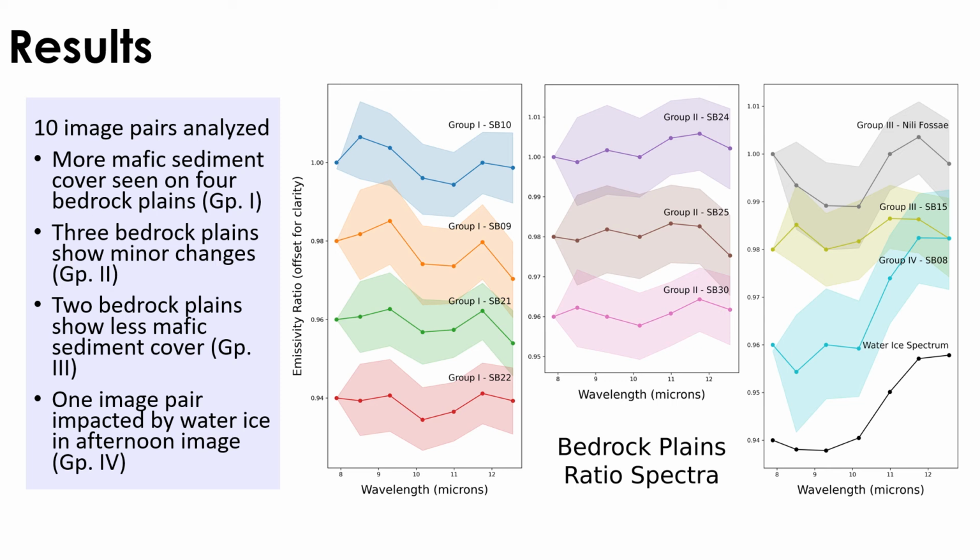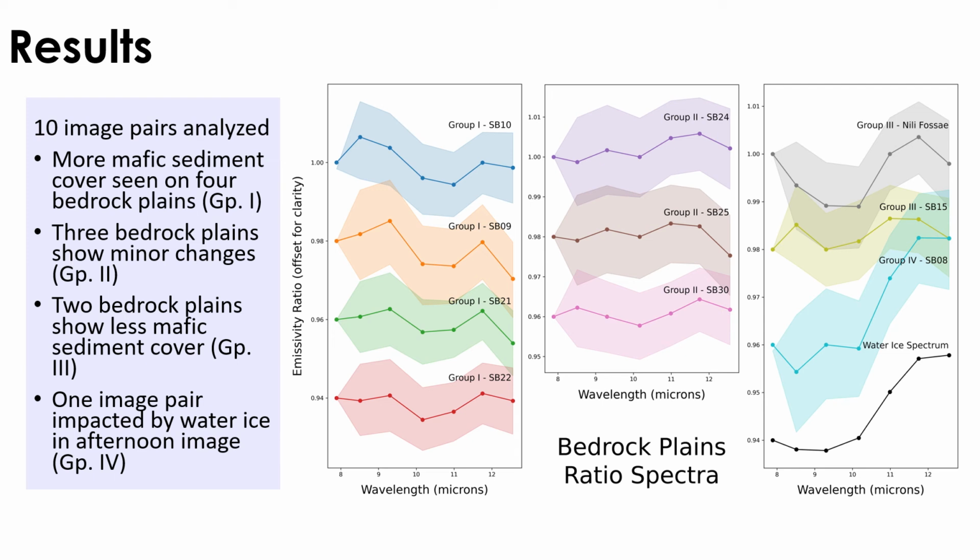seen in bedrock planes. Group 1 spectra have a ratio emissivity feature between 10 and 11 microns. This suggests that more olivine is present in the afternoon image. Group 2 spectra have relatively flat ratio emissivity spectra. This suggests that afternoon and evening spectra are not very different from one another.